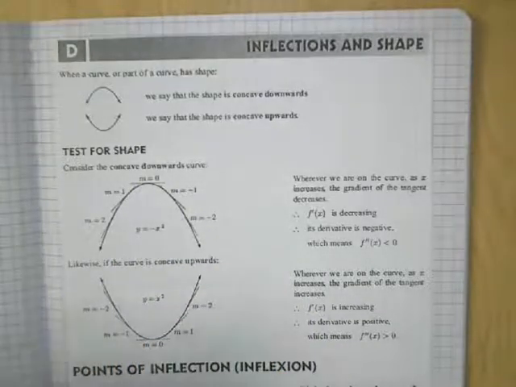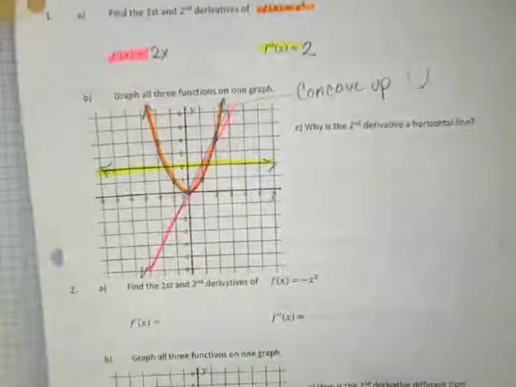Okay, so let's go back to our packet and find where did we have y equals negative x squared. We had it right here. So y equals negative x squared. If we take the first derivative of that.